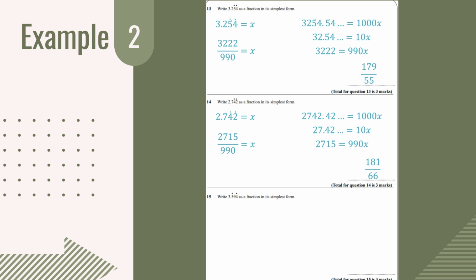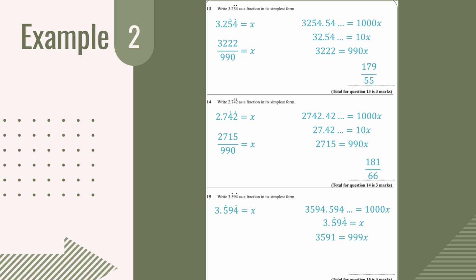Now, with our third question, we're asked to write 3.594 recurring as a fraction in its simplest form. So we'll put that to x, but here we're going to times it by 1,000 again. We get 3,594.594. However, as our x and our 1,000x have the same decimals of 5, 9 and 4, we don't need to times x by anything else here. We can just use x on its own, because our decimals line up with one another.